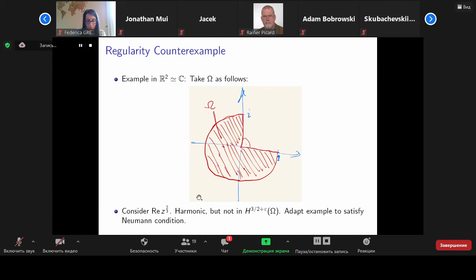This does not yet satisfy the Neumann boundary conditions, so one has to adapt this example a little bit. You cut out the interior, and then you just apply the Laplacian and solve the Neumann problem and so on. But it is possible to adapt this example as a counterexample, and because it is harmonic, it will lie in the domain of A infinity, because the Laplacian is just 0, and we still have this issue with the Sobolev exponent.